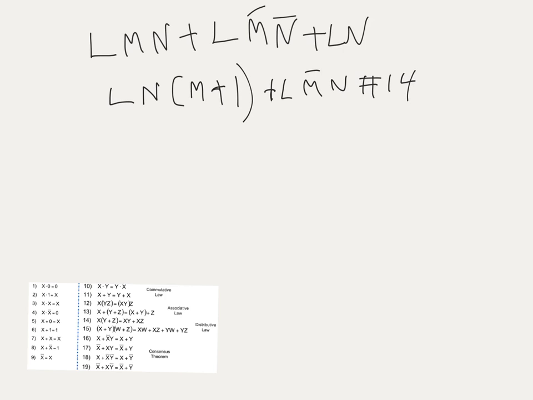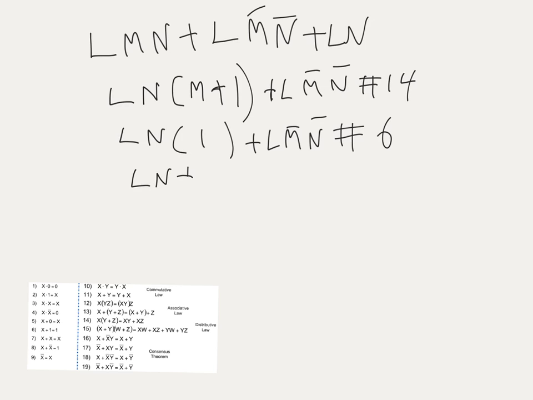And M plus 1, that's a theorem down here, right? M plus 1, that's number 6, and anything ORed with a 1 is a 1. So that's actually just going to be a 1. Ln ANDed with a 1. And that's because of Theorem 6. Now anything ANDed with a 1 is itself because of Theorem 2. So Ln just becomes that. So Theorem 2.